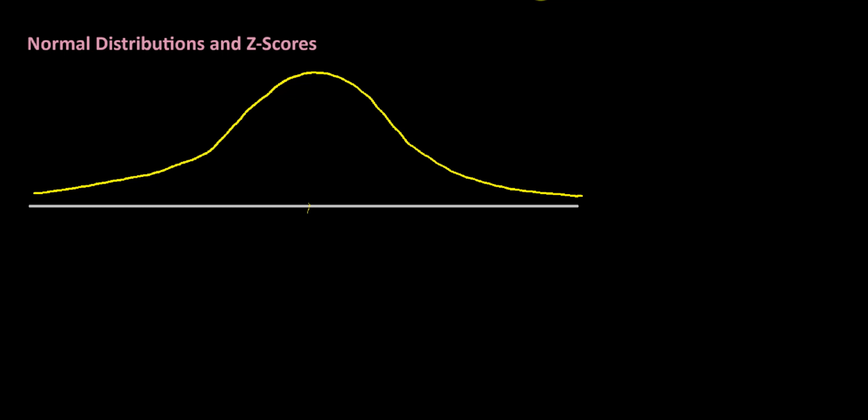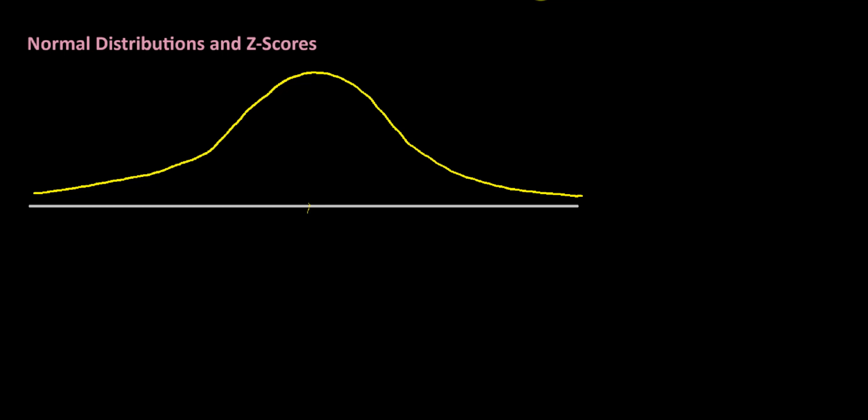Hi everyone. Today I'd like to talk about normal distributions and z-scores. So a normal distribution is kind of like a bell-shaped curve, and this is a probability distribution we use for continuous variables. Now there's some important properties.